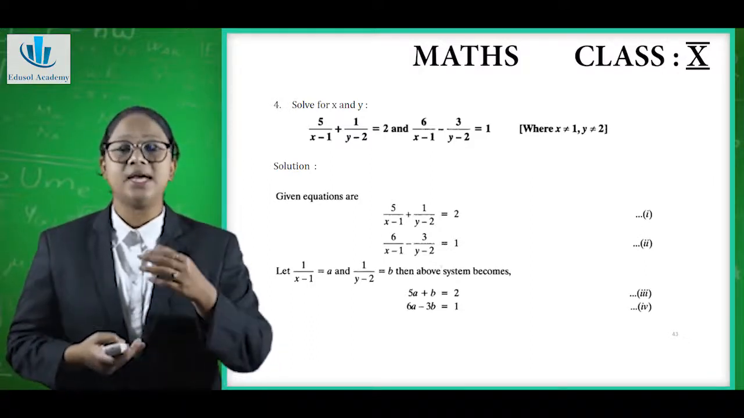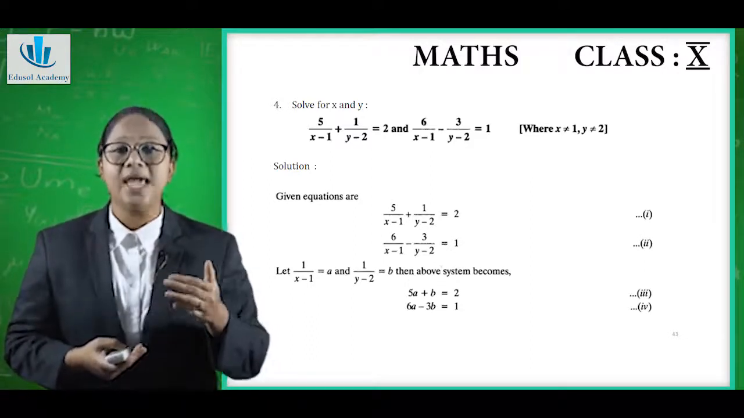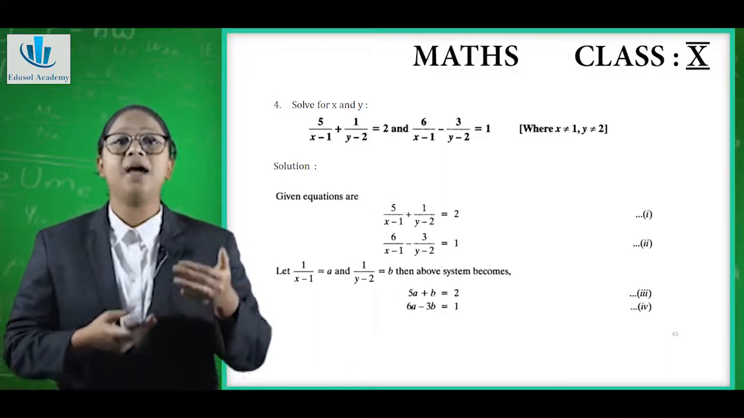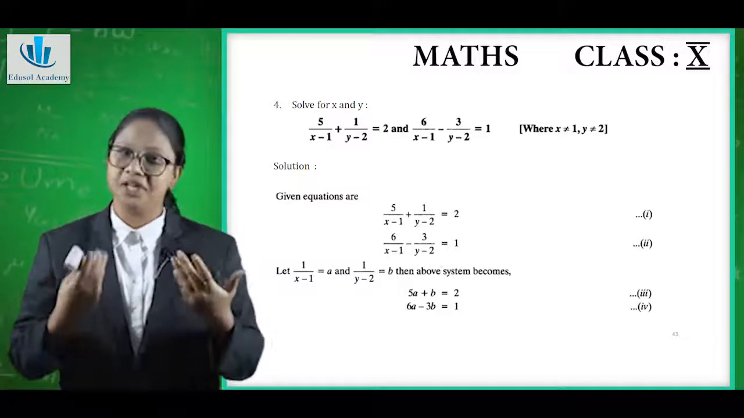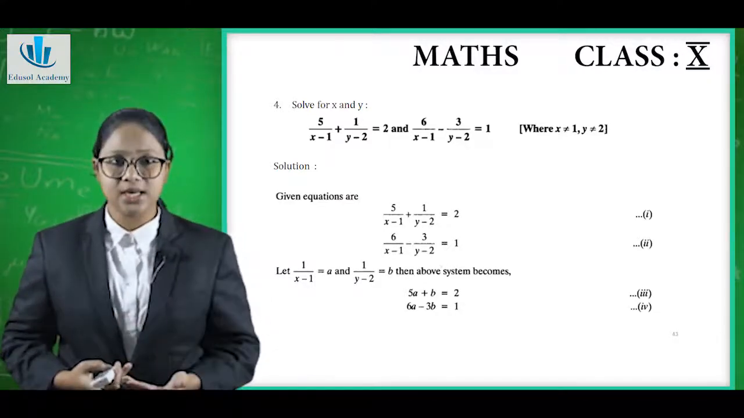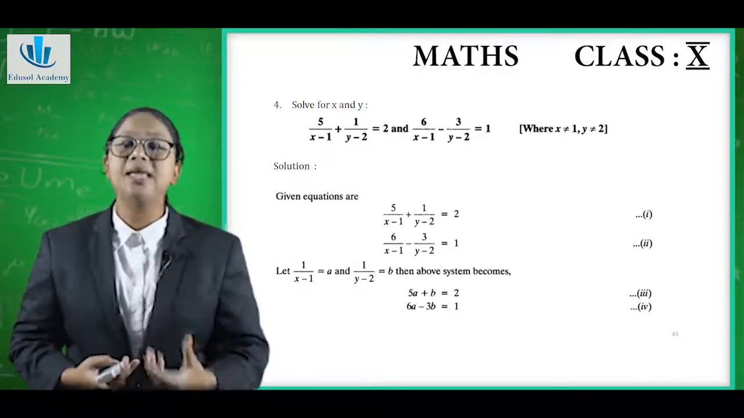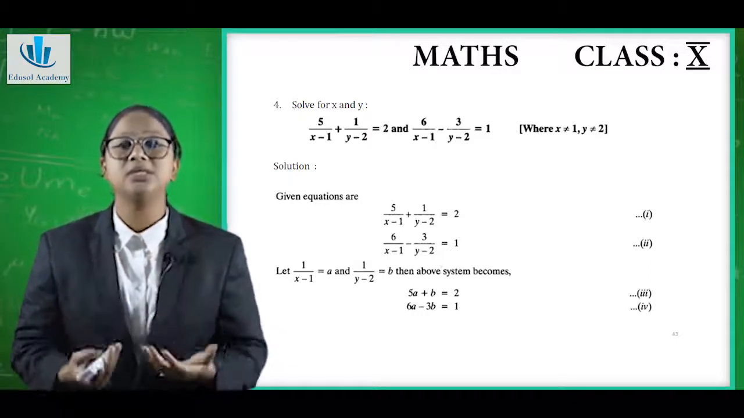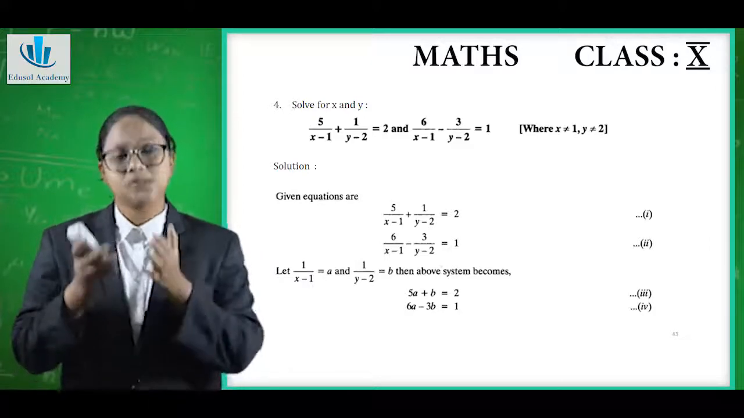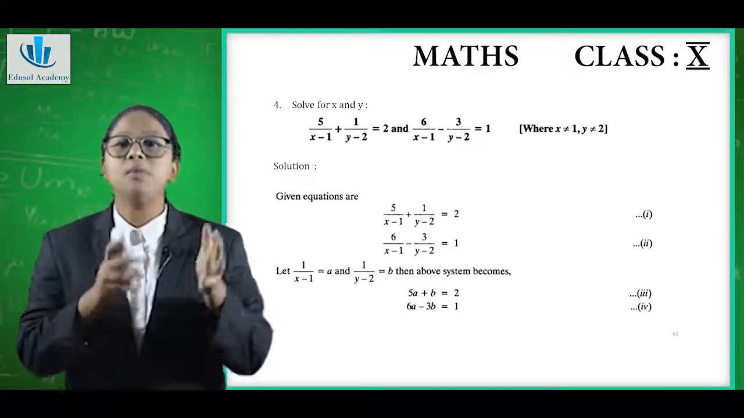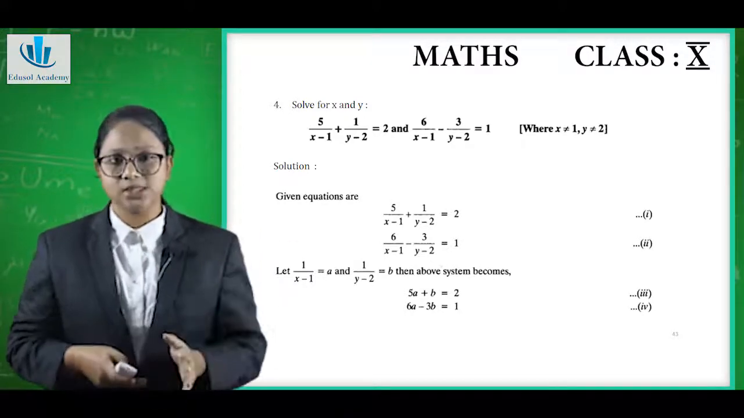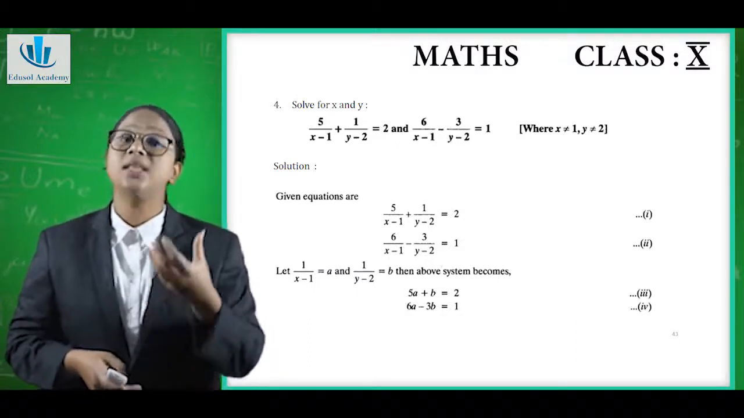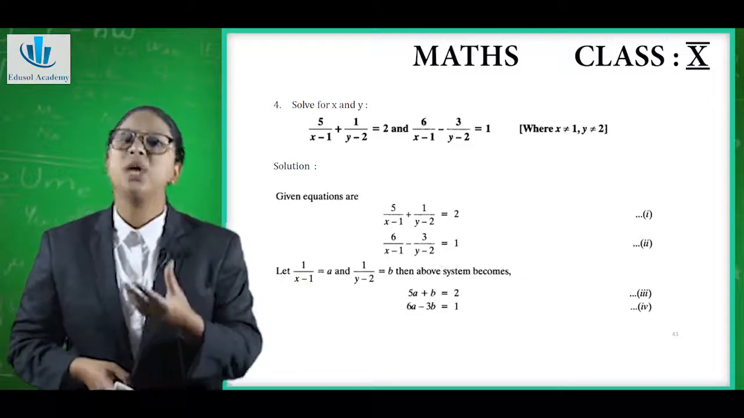So we have to give assumptions for 1 by X minus 1 and 1 by Y minus 2 to some other variables. I hope my point is clear. We are only familiar with solving equations with X and Y in pure form, as in one X term, one Y term and a constant. But in this question, there is X minus 1, that too in the denominator. Y minus 2 in the denominator.